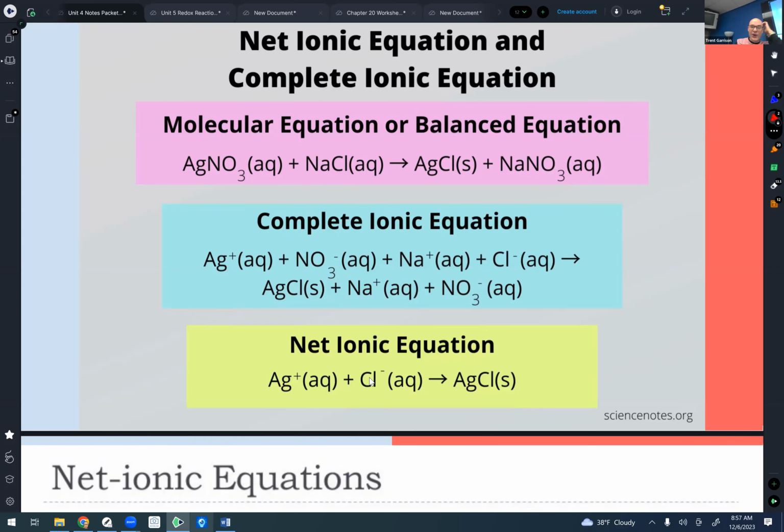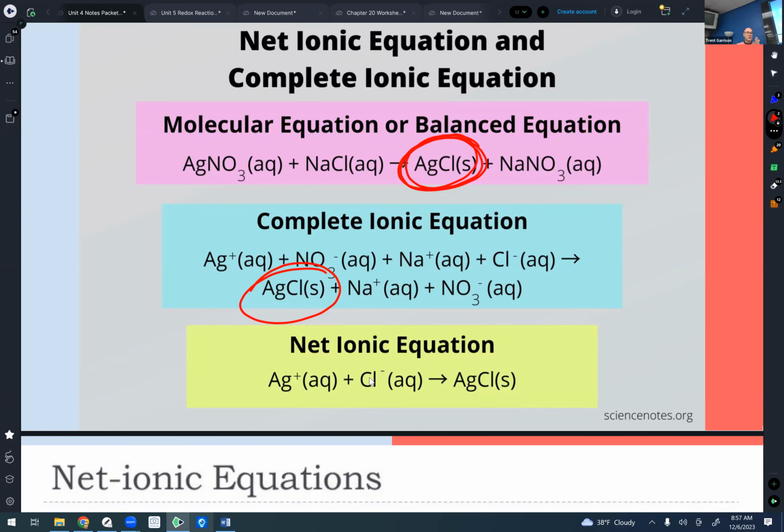Notice this little detail, this little gem. AgCl, it's a solid. It doesn't break apart. It stays as a solid. Don't break apart the solids or the liquids or the gases. Only the aqueous are going to be the ones that dissociate when they hit water. That's the very definition of dissociation. They get into water and they break apart into their constituent pieces.